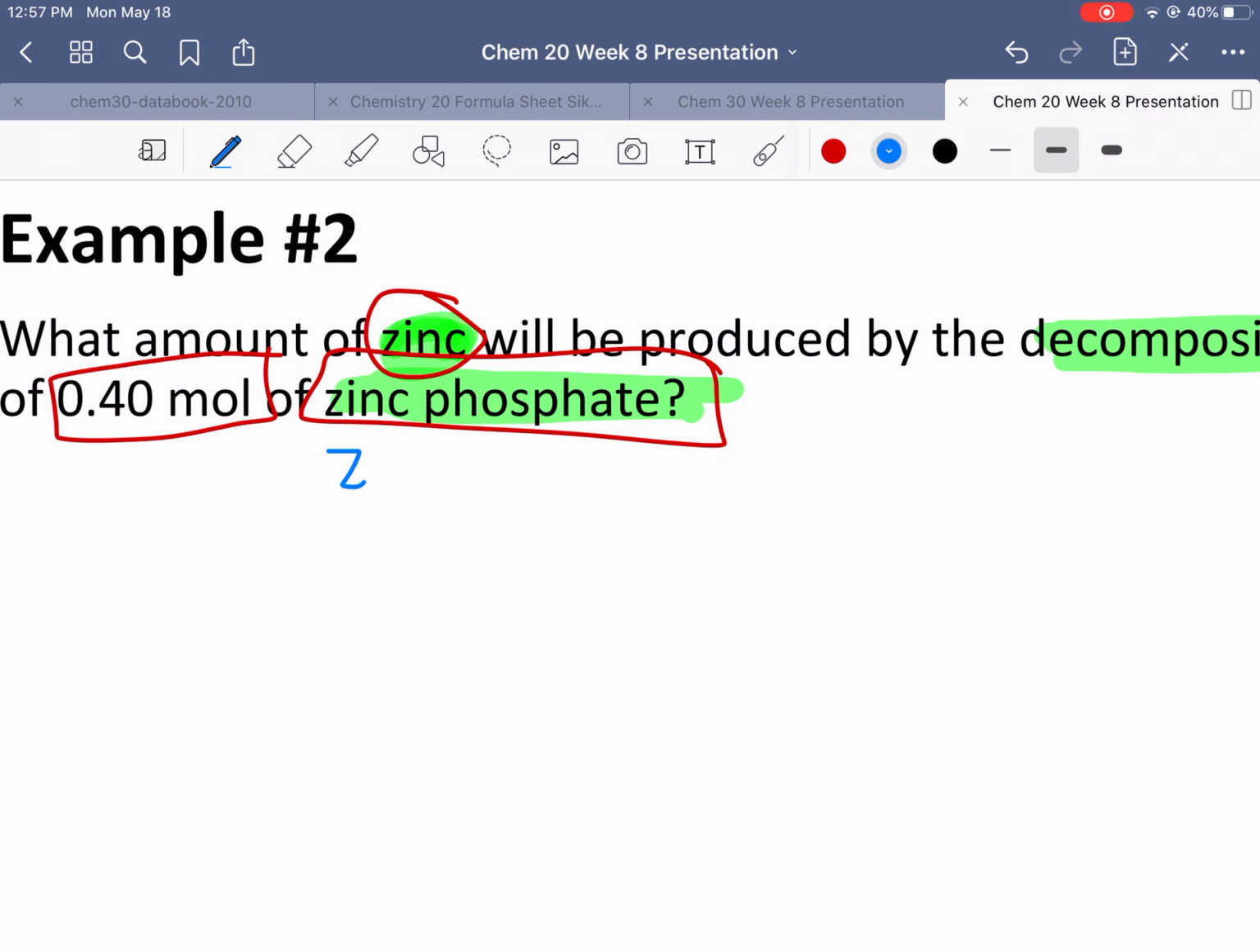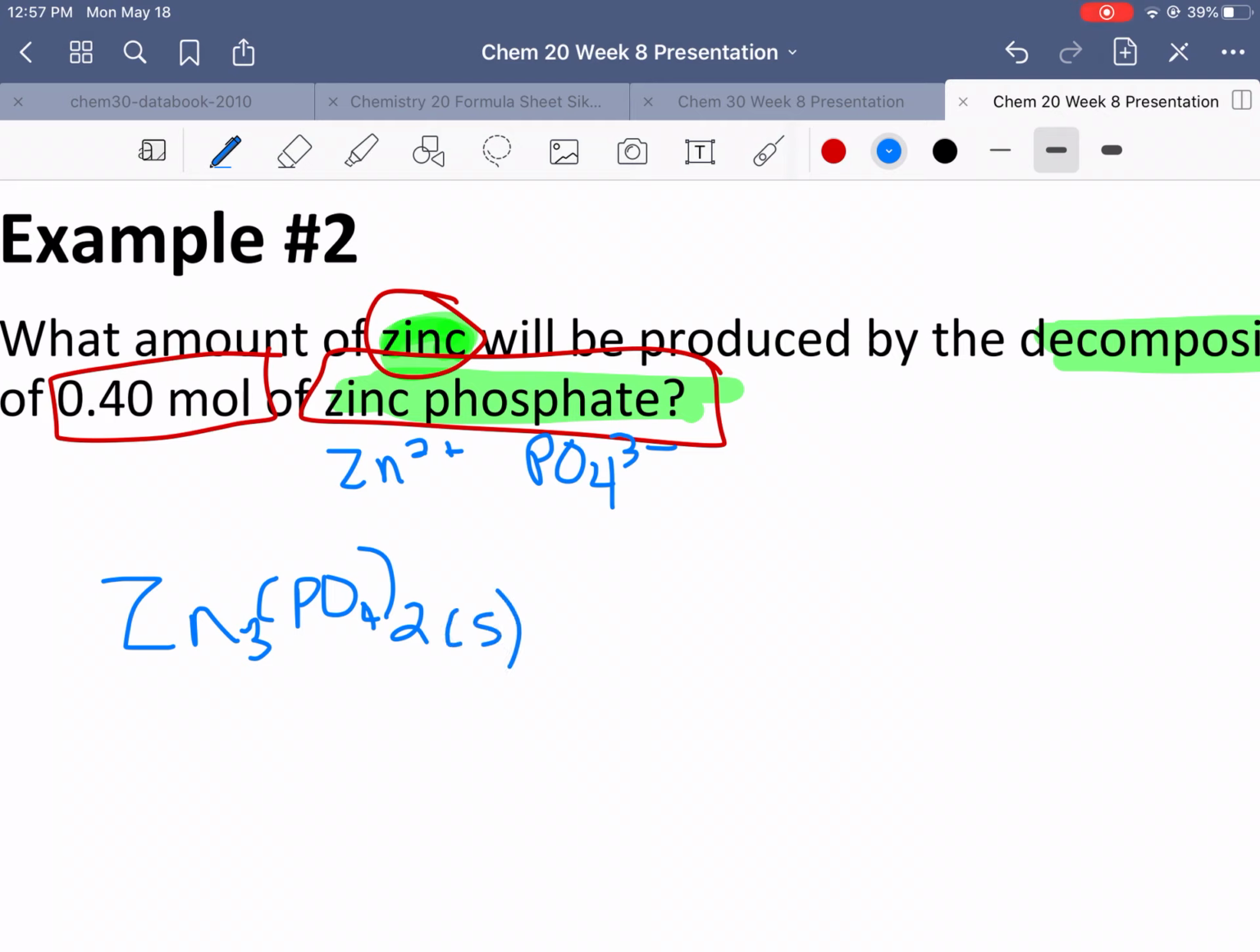Zinc phosphate. Zinc is a 2+ ion. Phosphate is a PO4 3- ion. So let's start with it because it's decomposing. We're going to have to drop and swap, so there will be 3 zincs to every 2 phosphates. In a decomposition reaction, the ionic compound starts as a solid. There's no water involved here. And it's going to split into its individual ions, or elements, sorry.